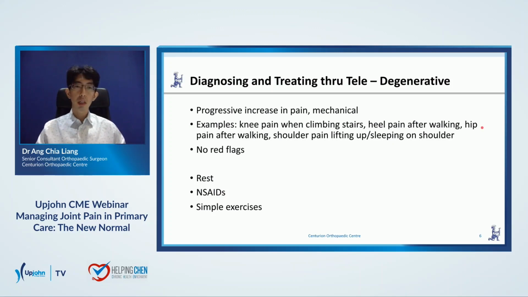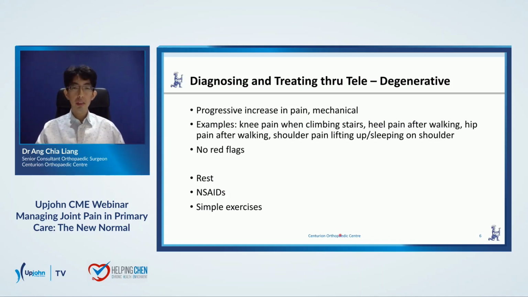or heel spur, hip pain after walking, hip osteoarthritis, shoulder pain lifting up or sleeping on the shoulder, for example, shoulder impingement, or perhaps you may think that is rotator cuff, like a tendinosis. For these cases, make sure that there are no red flags, and we're talking about the usual red flags like night pain, night fever, loss of weight, and then you can institute rest. NSAIDs are a mainstay of treatment, and we'll come to it a bit later.